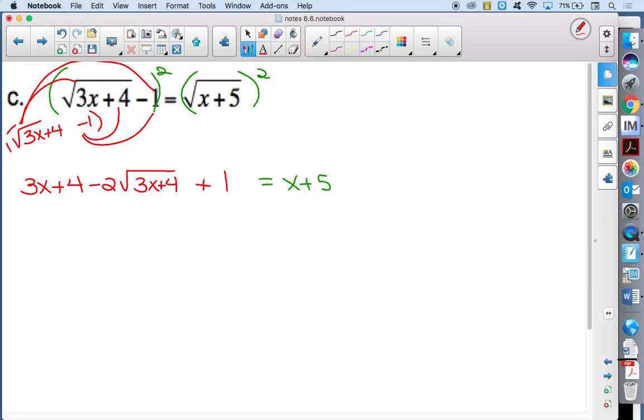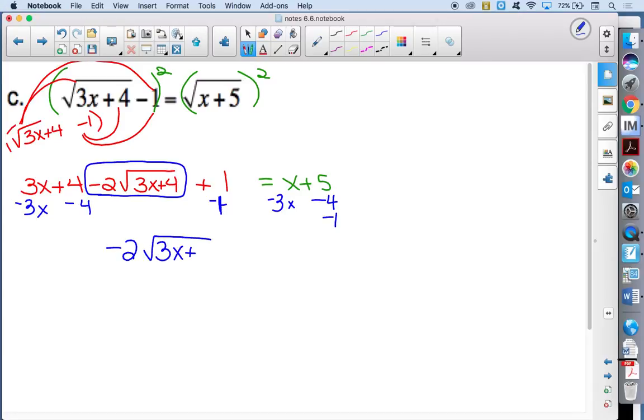So, Isabella, what do you do next then? What do we have to still try and get by itself? This guy right here, the little square root. So how could we get it by itself? Okay, so we minus the 4, the 1. Yep, so she said minus the 4 and the 1. So minus 4 minus 1, they go with the whole number, and minus the 3x. So that keeps the negative 2, the radical on the one side.